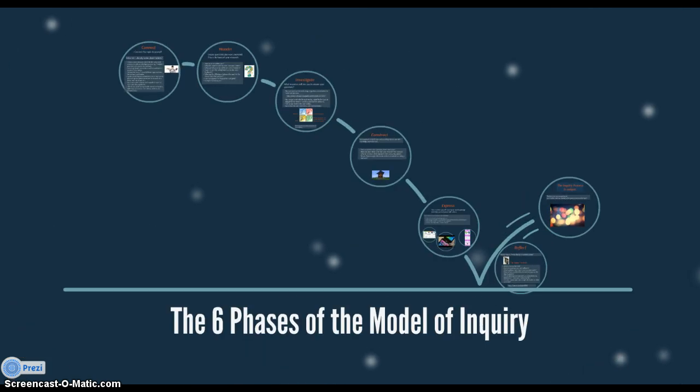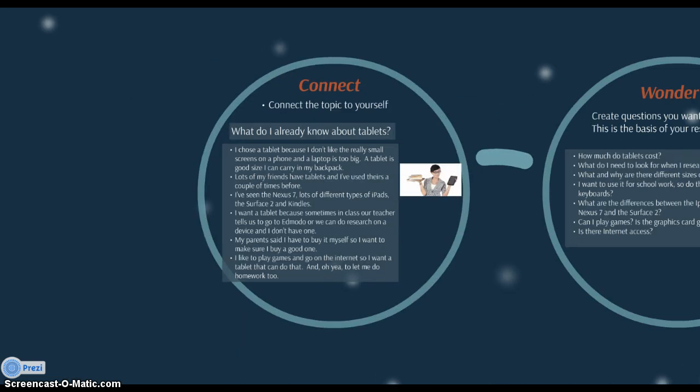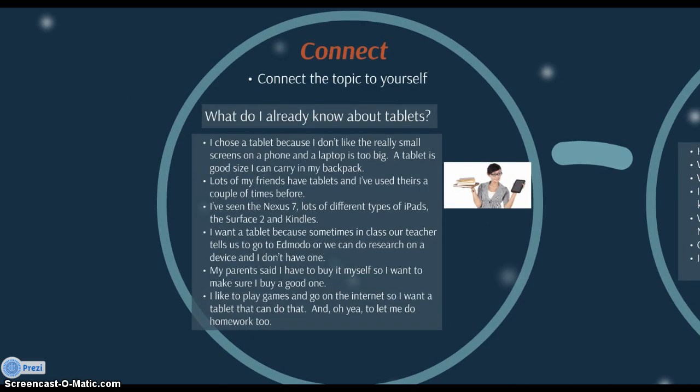Let's look at the 6 phases of the model of inquiry. The first phase is connect. You need to think about or connect to yourself what you already know about a topic. Here is some background knowledge that might connect you with tablets. I chose a tablet because I don't really like the small screens on a phone, and a laptop is too big. A tablet is a good size that I can carry in my backpack.